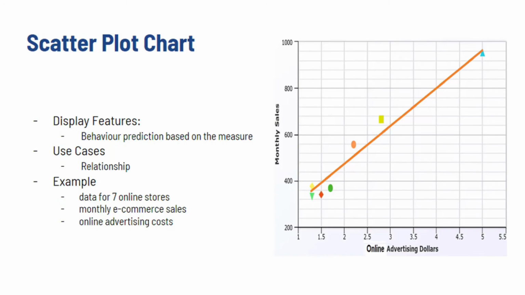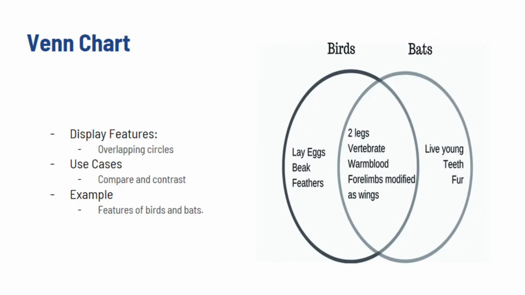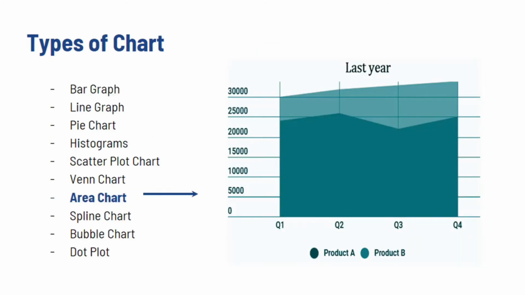For example, the following scatter plot presents data for 7 online stores, their monthly e-commerce sales and online advertising costs for the last year. A Venn diagram uses overlapping circles to visualize the logical relationship between two or more groups of items. The following science example of a Venn diagram compares the features of birds and bats.